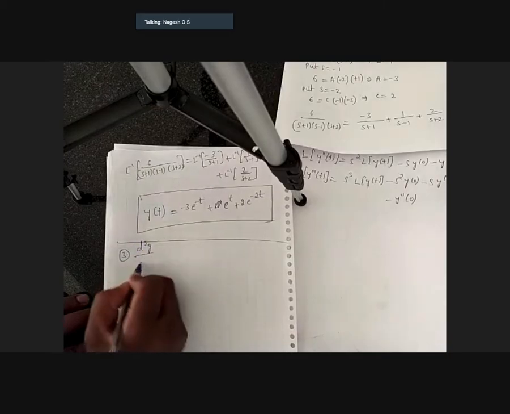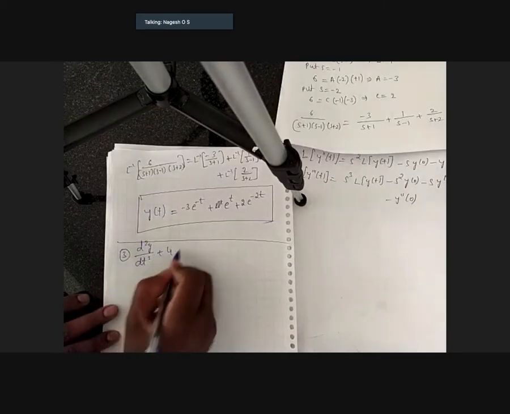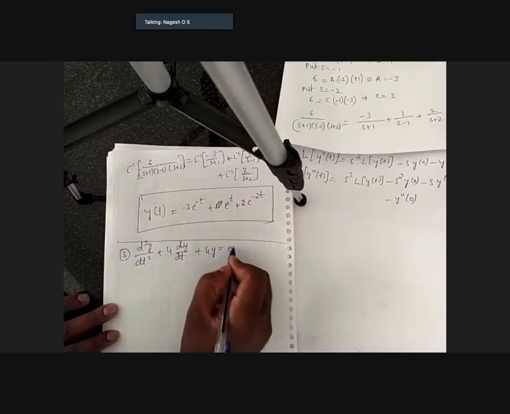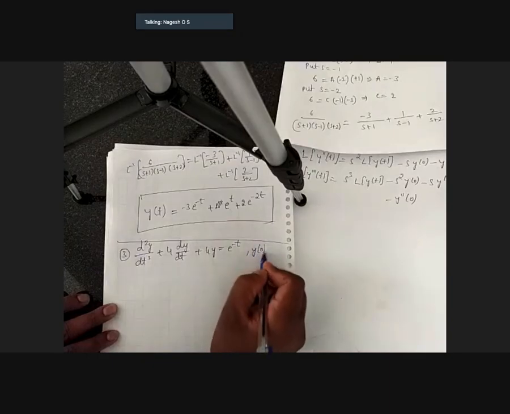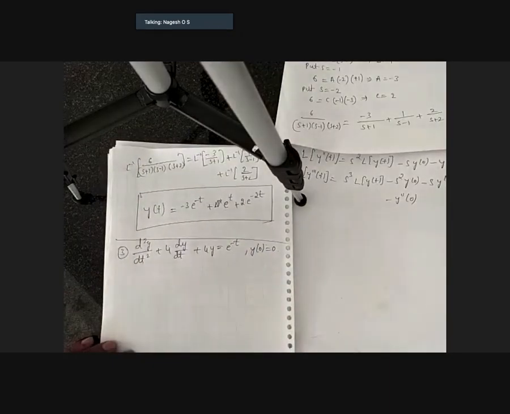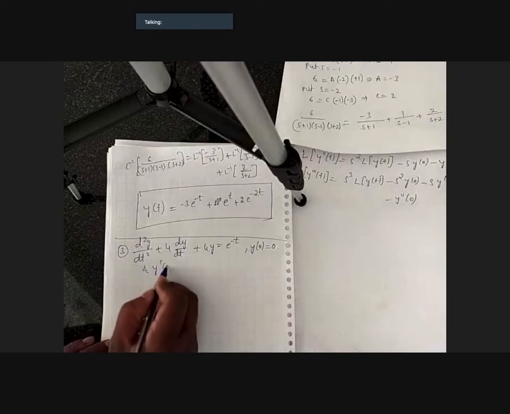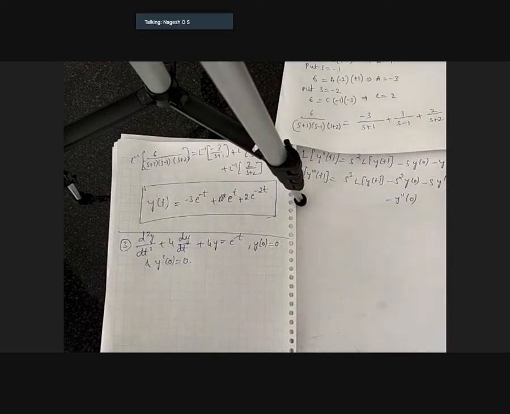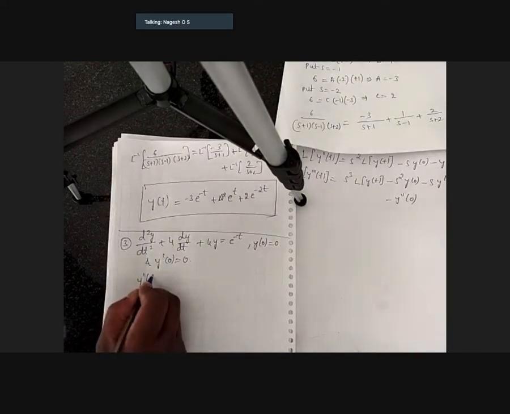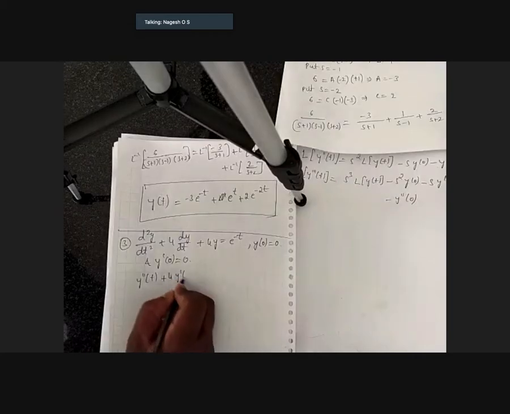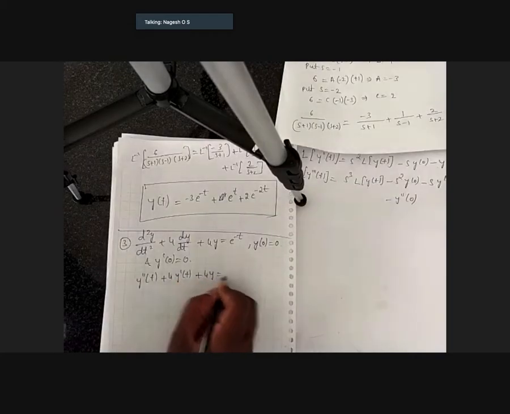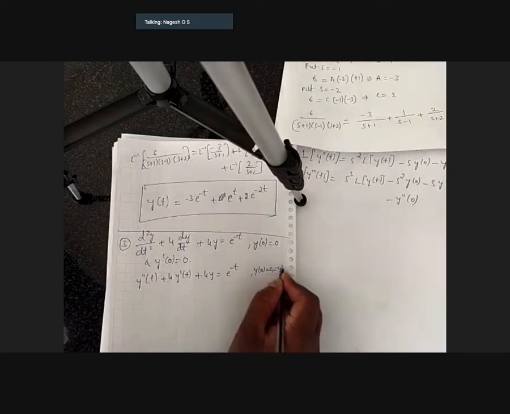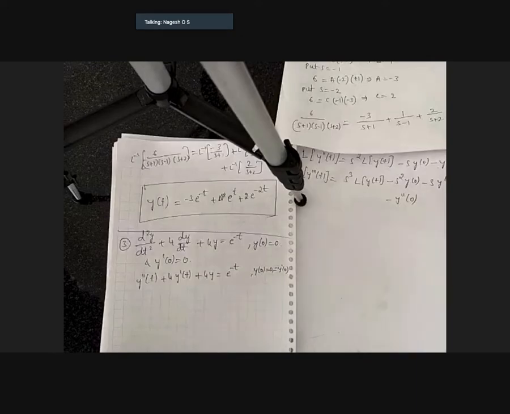The next problem: d square y by dt square plus 4 dy by dt plus 4y equal to e power minus t, y of 0 equal to 0 and y dash of 0 equal to 0. This is the given problem. First write it as y double dash of t plus 4 y dash of t plus 4y equal to e power minus t, with y of 0 equal to 0 equal to y dash of 0.